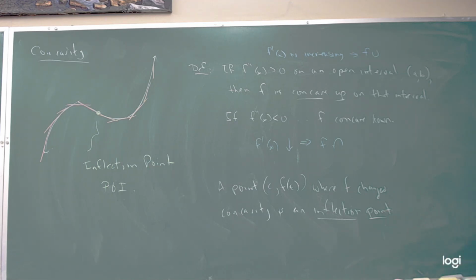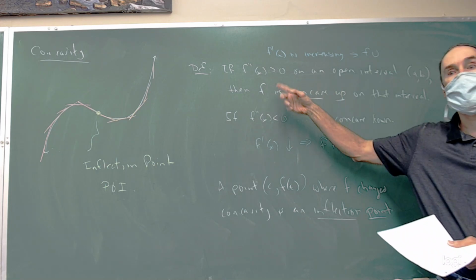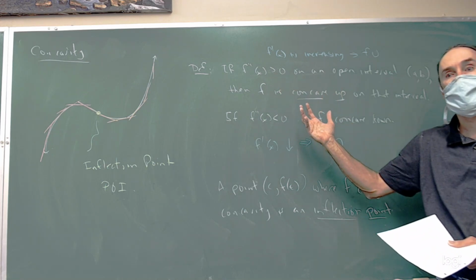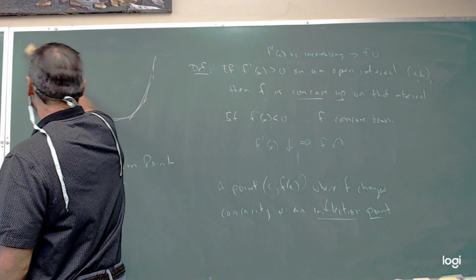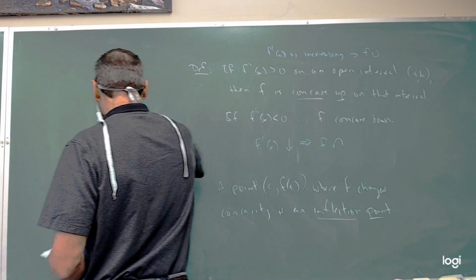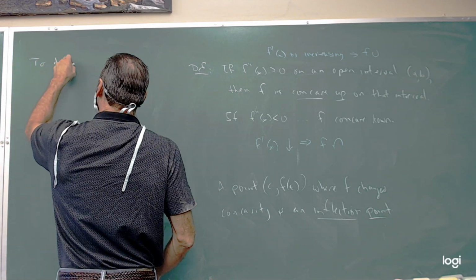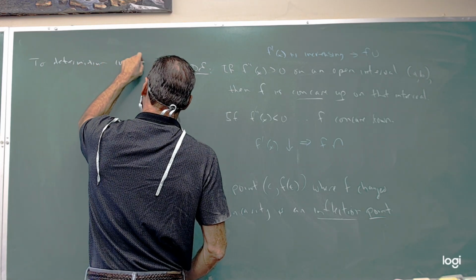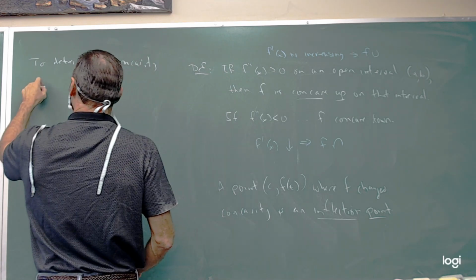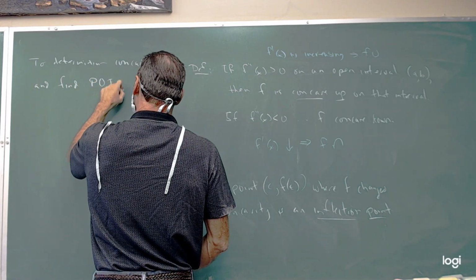So how are we going to find inflection points? How are we going to find concavity? We do exactly the same thing with the second derivative that we did with the first derivative to find increasing, decreasing, relative min, relative max. We're going to take the second derivative and set it equal to 0, to determine concavity and find POIs, inflection points.